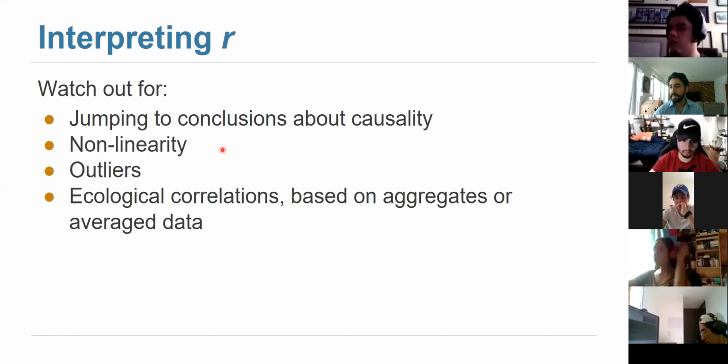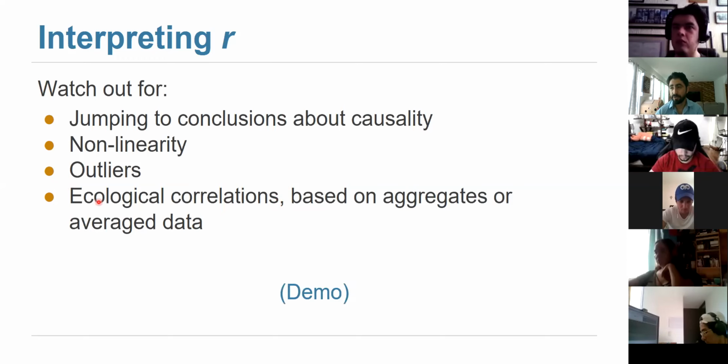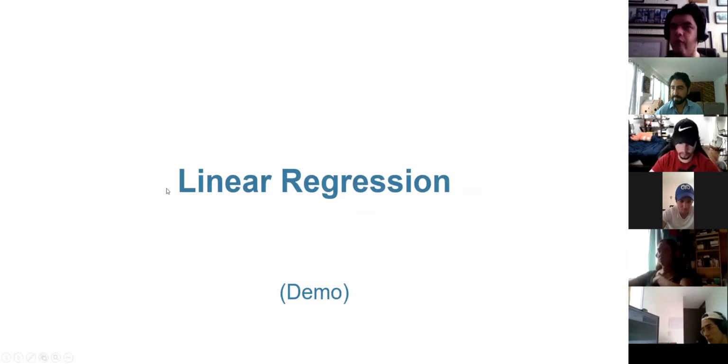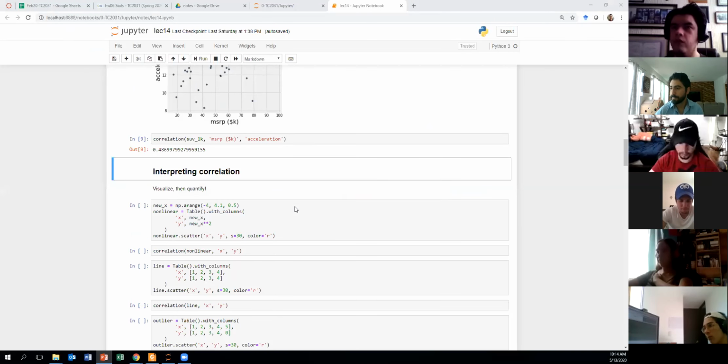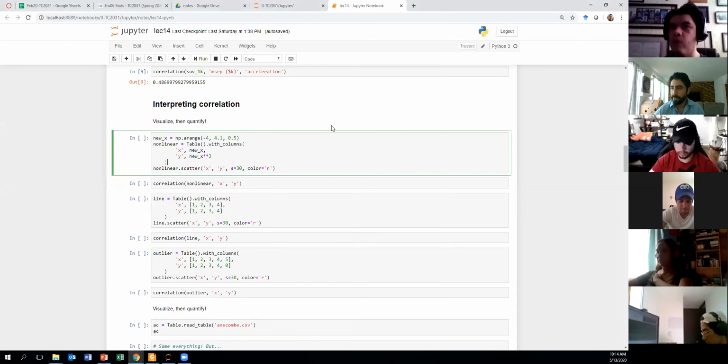And the last one is ecological correlations, based on aggregated or average data. I'm going to talk about this with an example because that makes it more clear. Basically, ecological correlation is correlation between two variables that are grouped by the mean, not for the individual but for the group. That becomes a little bit confusing or misleading. I'm going to show you in the code. So visualize, then quantify.